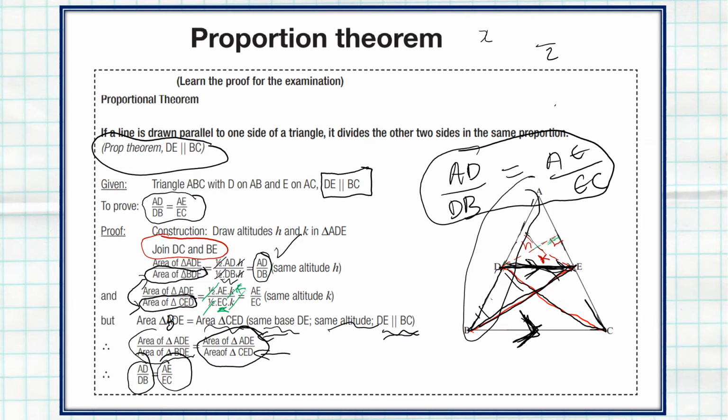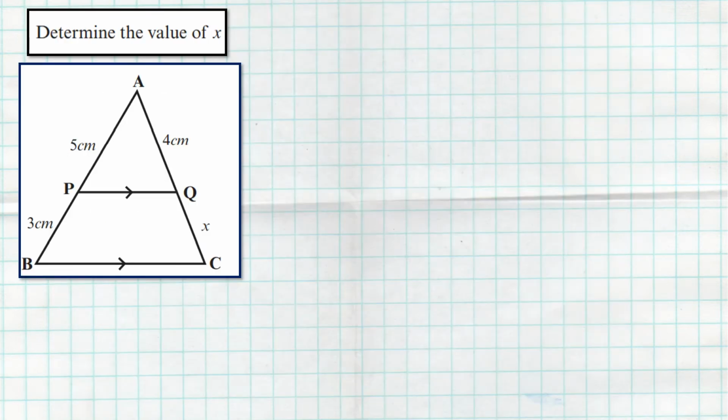Okay, let's now look at different examples. Okay, let's take a look at this example.